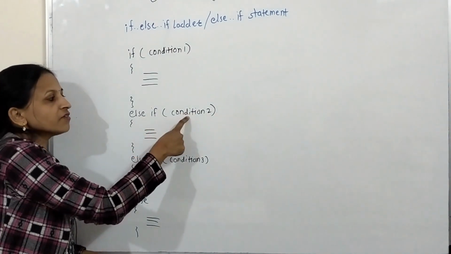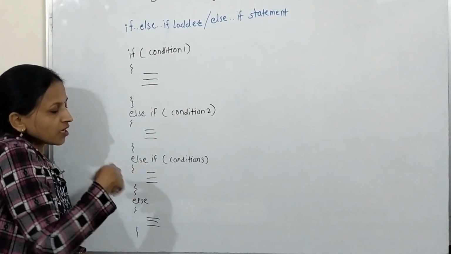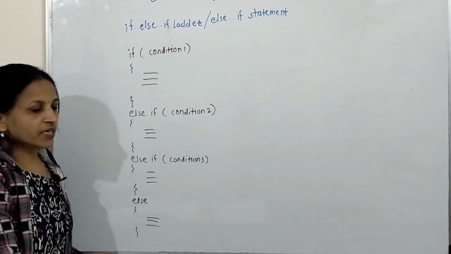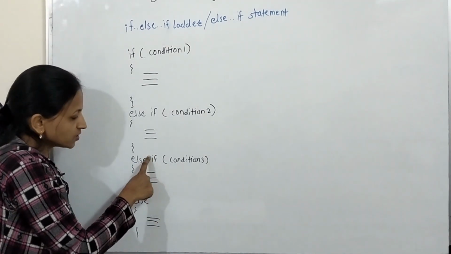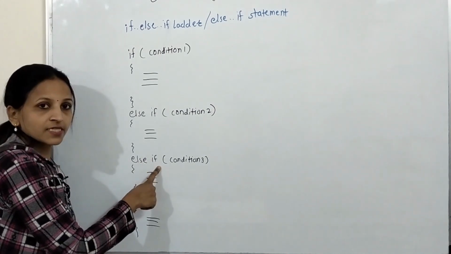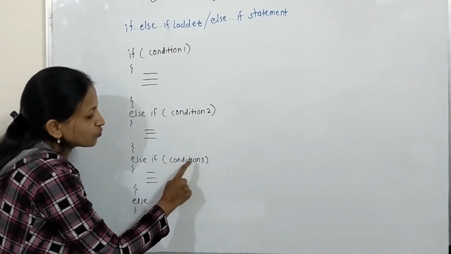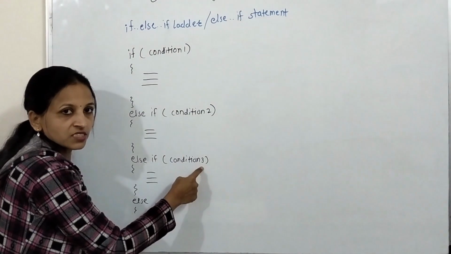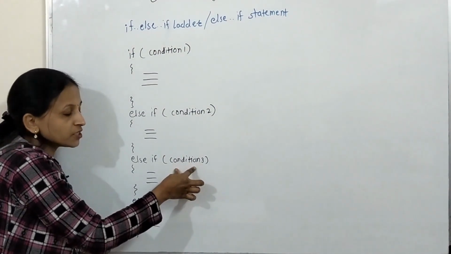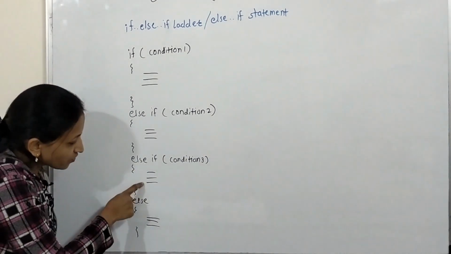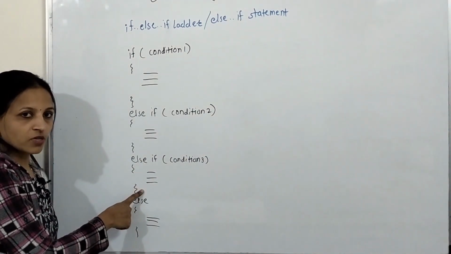If this is again false, and I want to check one more condition, then I can place it with the help of else if. There should be a space between else and if, and then we have to place whatever condition 3 is. If this is true, then what should get executed, that we have to write inside this block.